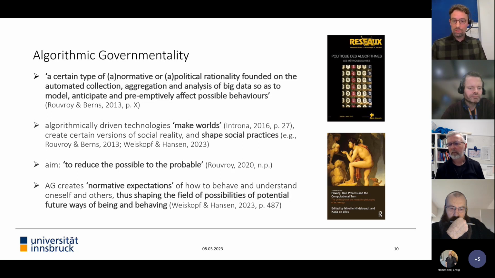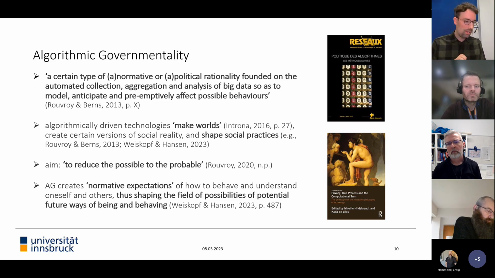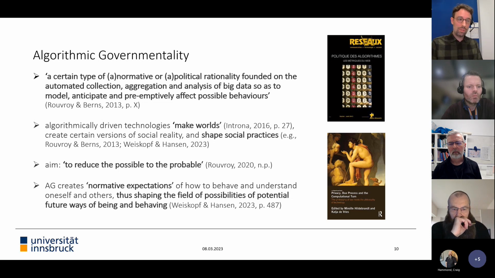It does so by influencing behaviors through warnings rather than prohibitions or obligations. And this is really important: it's not just about monitoring, judging or evaluating past behavior. It's also about directing people's attention to certain things so that in future certain behaviors become more likely than other behaviors. Overall, algorithmic governmentality creates normative expectations of how, in our case, students should behave and understand themselves, thus shaping the field of possibilities of potential future ways of being and behaving.